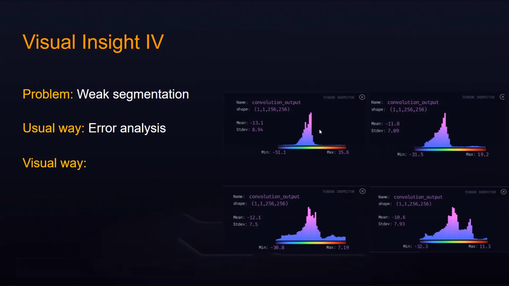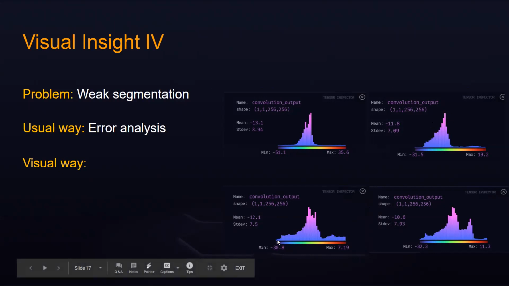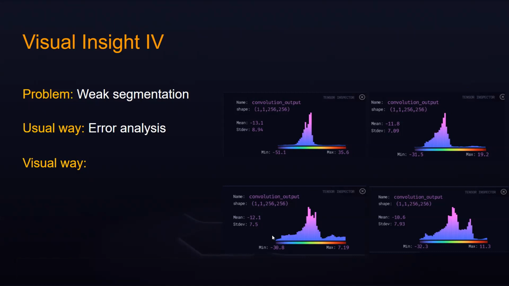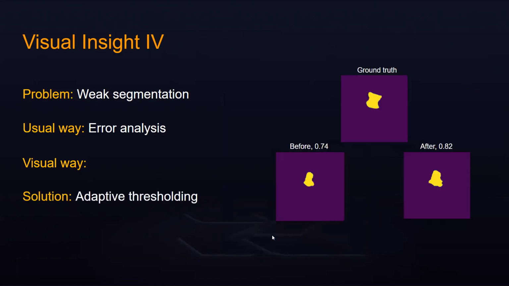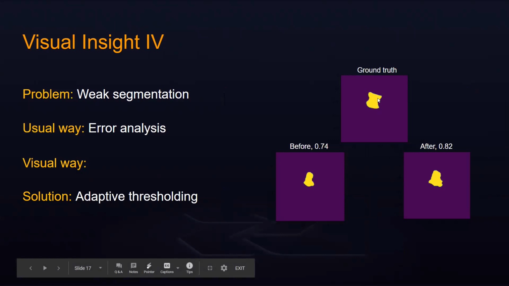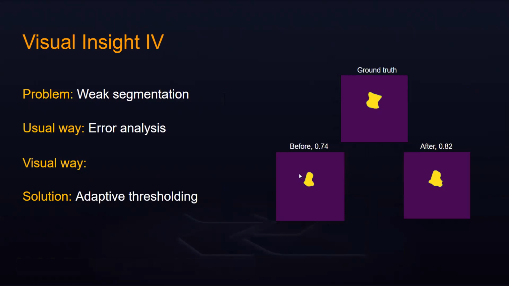At the top you can see some examples of good results, and you can see it's so sharp, but for poor results we have a more broad histogram. So based on this observation, we tried to design an adaptive thresholding, and we could improve the DICE score in poorly segmented images by a good amount. This is just one example. This is the ground truth, this is before applying the adaptive thresholding, and the dice was 0.74, and this is after applying adaptive thresholding, and the dice is 0.82.